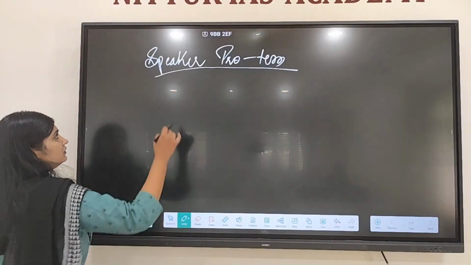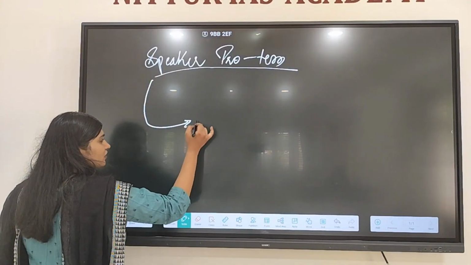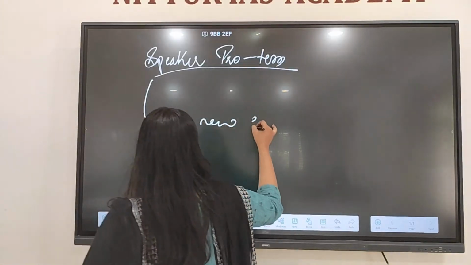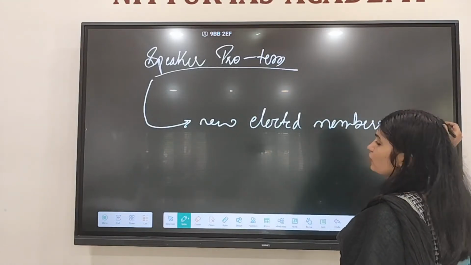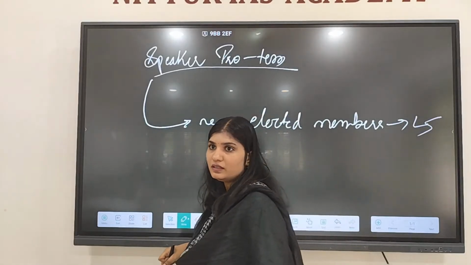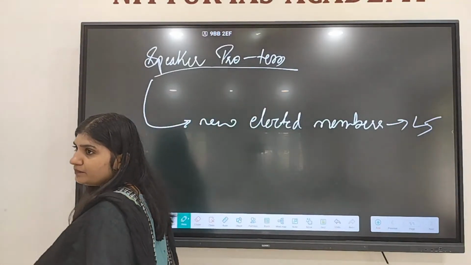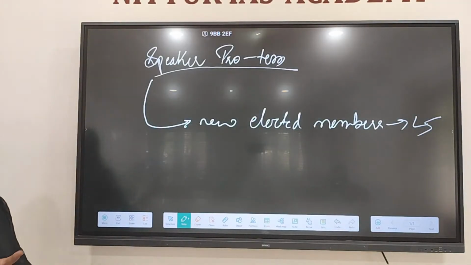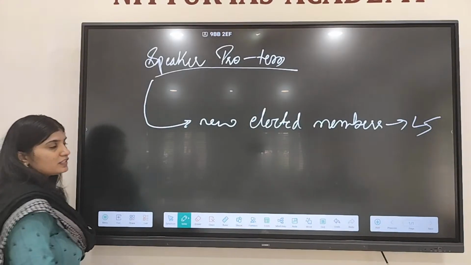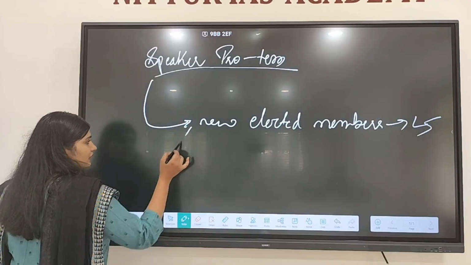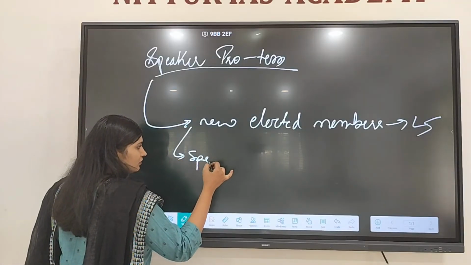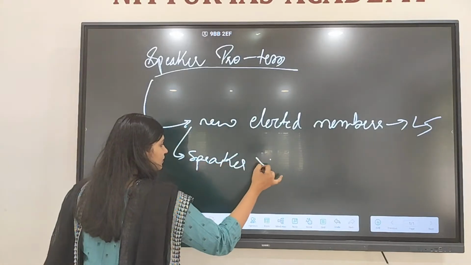We know that the speaker will vacate the office once there are newly elected members entering the Lok Sabha, as I told you. The old speaker will be there till new fresh elections take place and newly elected members sit in the Lok Sabha. Until then the speaker will be there. On the first day, when the newly elected members are present, on that day, the speaker's work is finished.